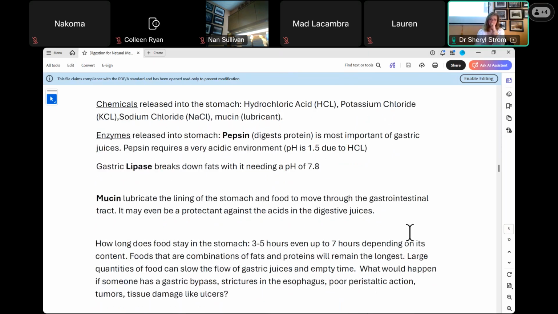Mucin is the lubricant, so it lubricates the lining of the stomach and allows food to move through the gastrointestinal tract.